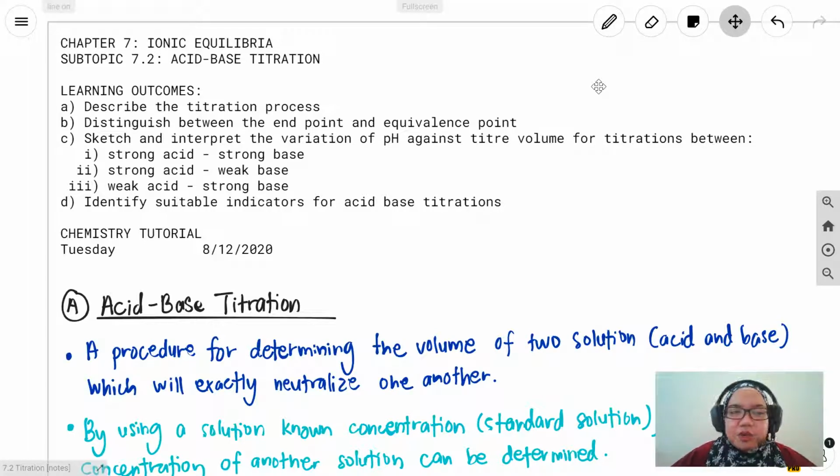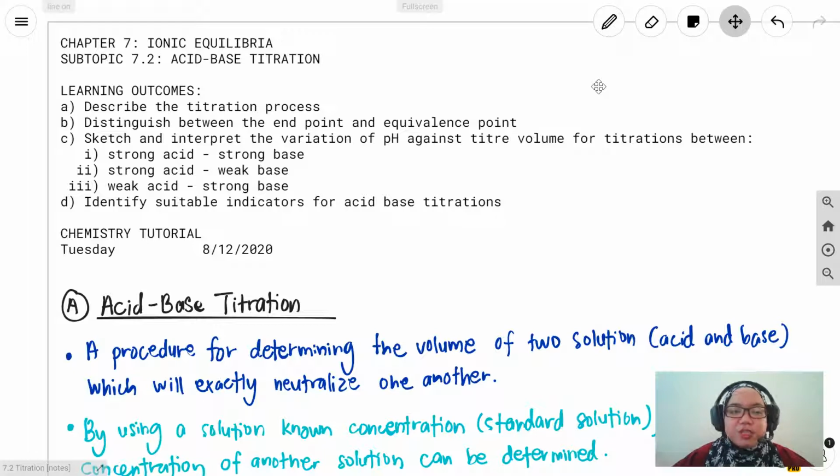So today we are going to continue with our chapter 7, Ionic Equilibria, with our new subtopic 7.2, acid-base titration. There are a few learning outcomes that we are going to cover for today. The first one, we are going to describe the titration process. Second one, we are going to distinguish between the endpoint and equivalence point.